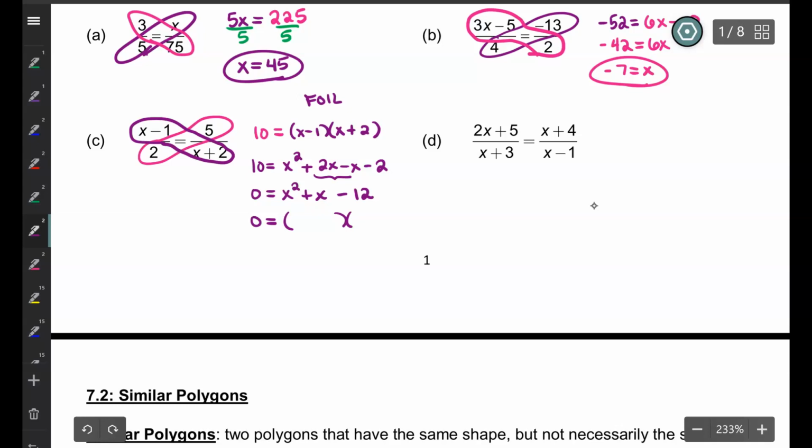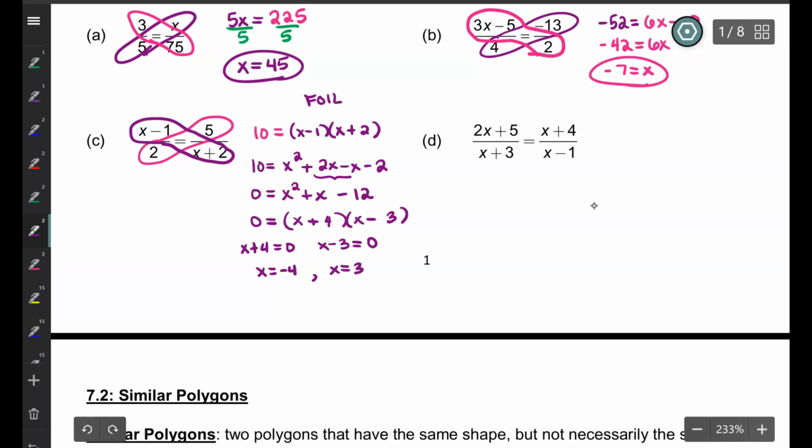Okay, let's see if this will factor. I'm thinking of two numbers that multiply together to give us negative 12, that combine to give us a positive 1, the coefficient in front of the x. So that's going to be a positive 4 and a negative 3. So that means x plus 4 can be equal to 0, or x minus 3 can be equal to 0. So I get negative 4 and 3.